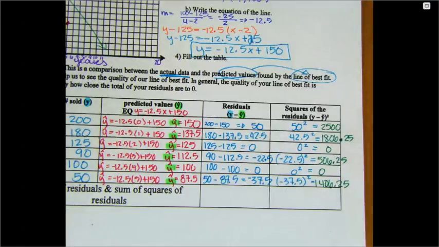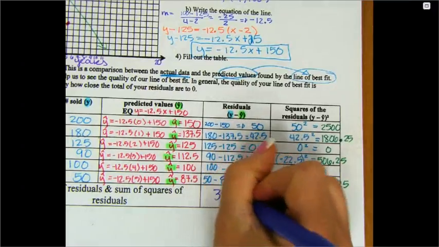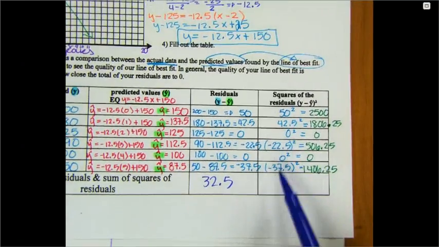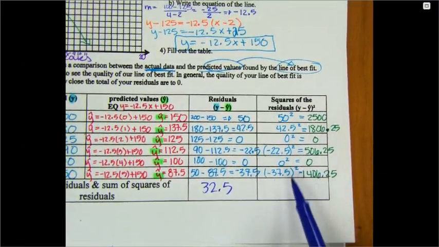You got 32 point what? Yeah, that's right. Alright, you got 32.5 for the first one, so now what are you going to do? Add the other one. Now your sum of squares and residuals. This one doesn't need to be close to 0 because you can't get close to 0 when you're squaring things, okay? It just wants to see where we're at.